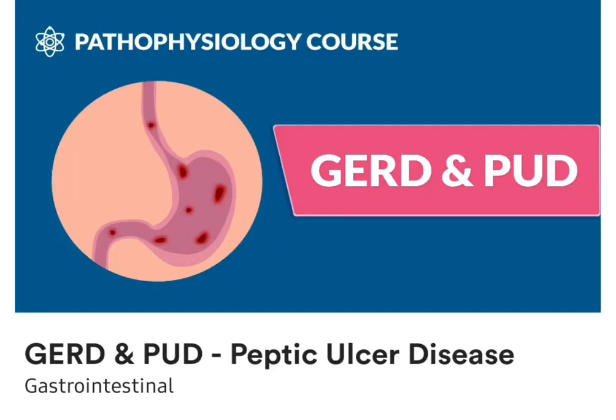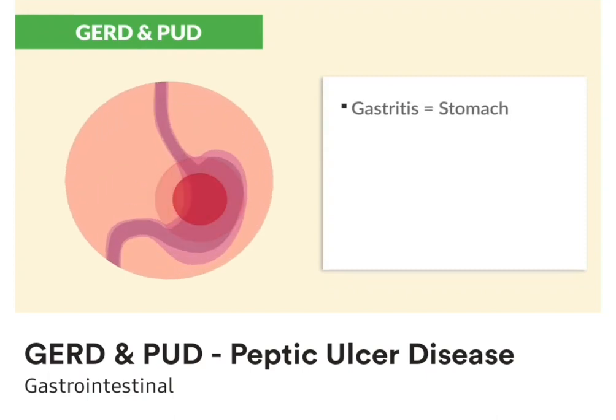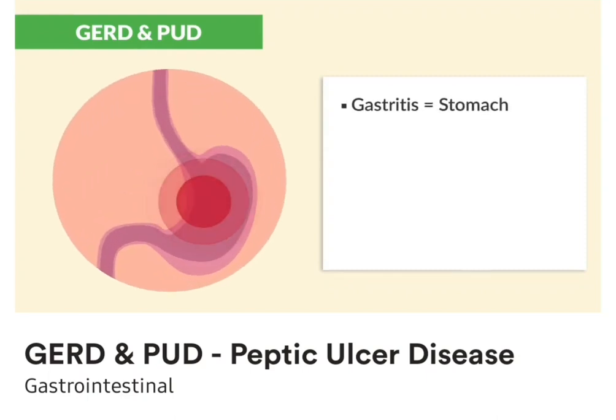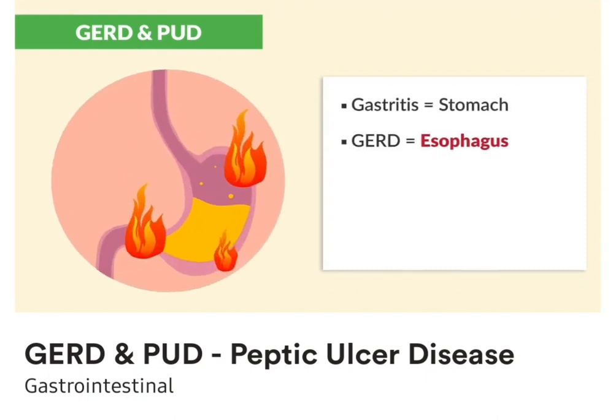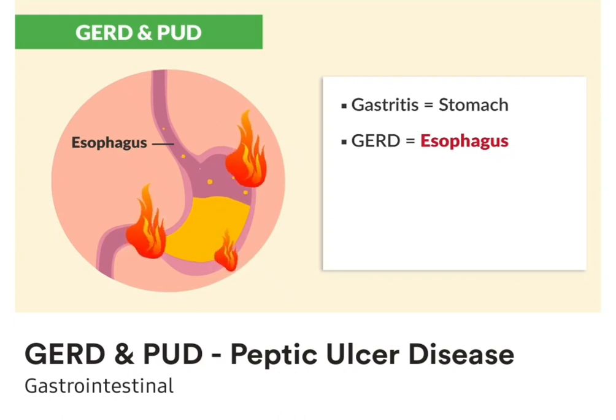GERD and PUD, peptic ulcer disease. Before we get started, let's clarify some terminology. Gastritis refers to stomach irritation, and GERD refers to esophagus irritation, basically heartburn. GERD stands for gastroesophageal reflux, fancy words for heartburn or acid reflux, where stomach acids burn away at the esophagus.